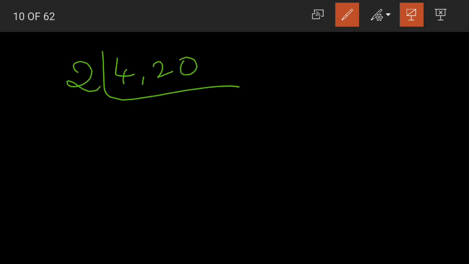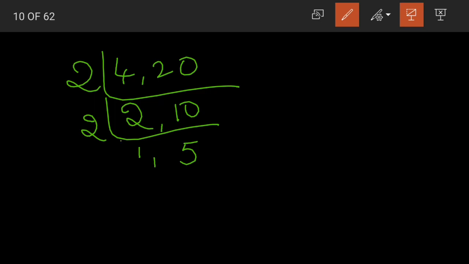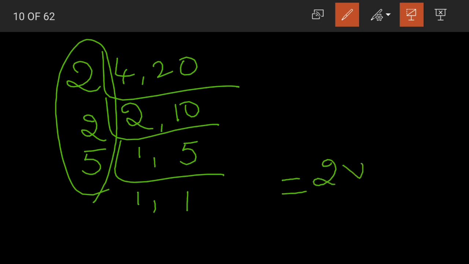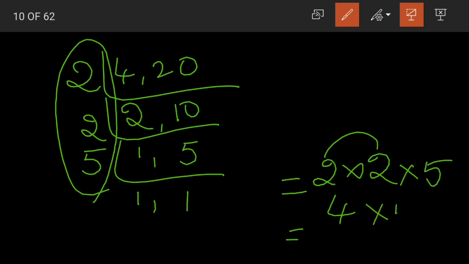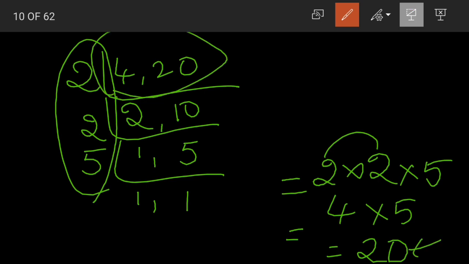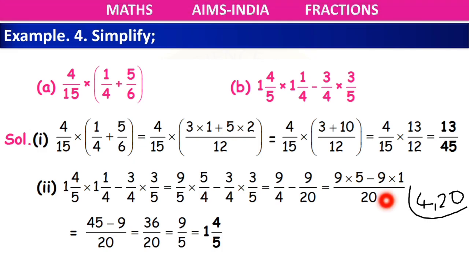Now first starting with the prime number 2. 2 2s are 4, 2 10s are 20. Again the prime number 2. 2 1s are 2, 2 5s are 10. Yes students, now the prime number 5, 1 as it is and 5 ones are 5. So what will our LCM be? 2 into 2 into 5, which is equal to 2 2s are 4 into 5, which is equal to 20. Clear students? What is the LCM of 4 and 20? The LCM of 4 and 20 is 20. Yes, LCM is 20, right?